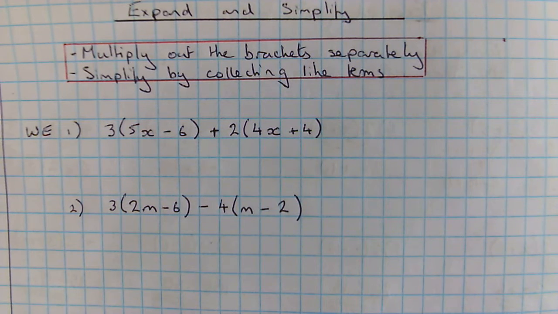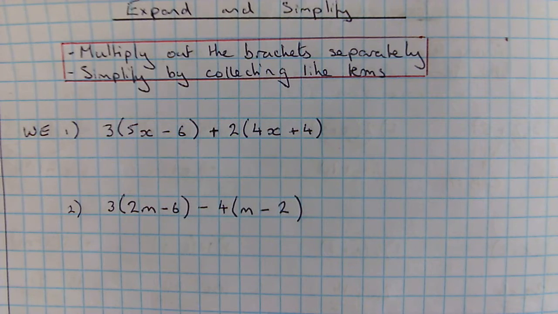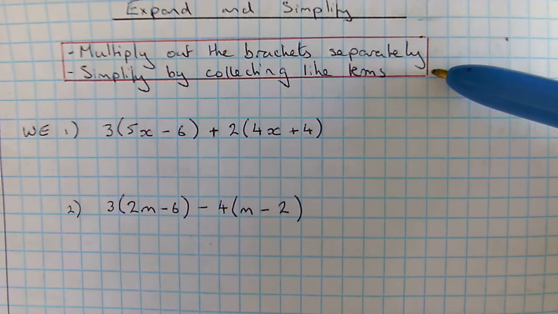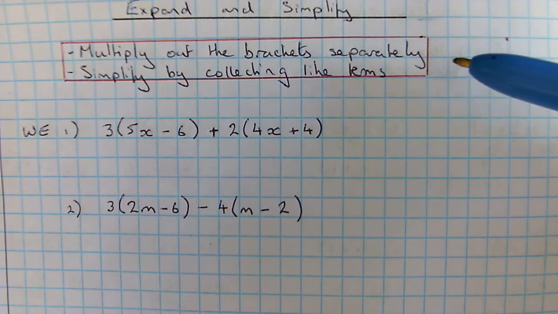Okay, so in the last lesson we looked at how to expand brackets. This is just taking it one step slightly more complicated, and you're likely to see this towards the end of the Foundation GCSE paper, where you're asked to do two steps, which is firstly to multiply out the brackets separately. So we're going to expand our bracket, and then after we've expanded, we're going to simplify by collecting like terms. So we're going to have a go at two examples now.